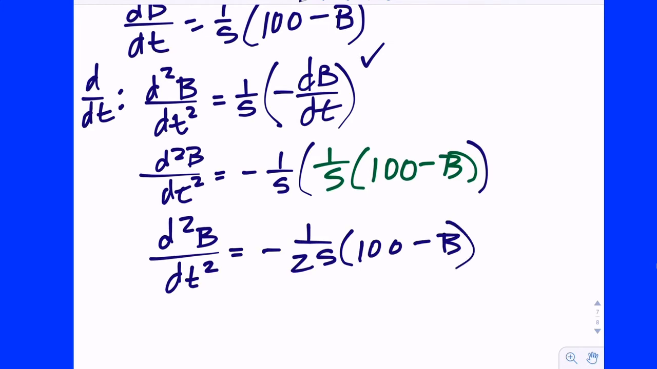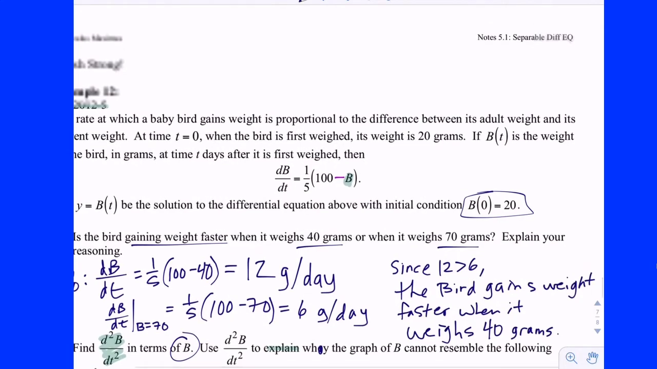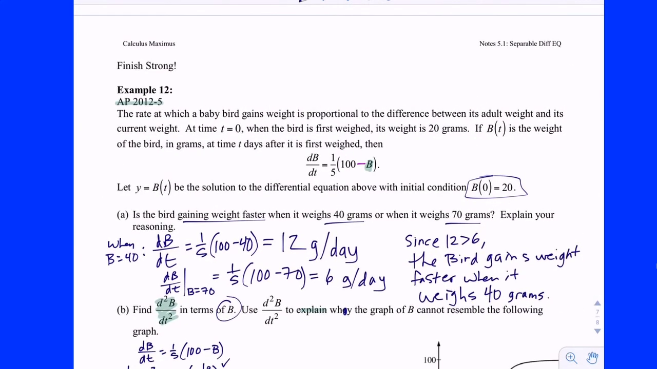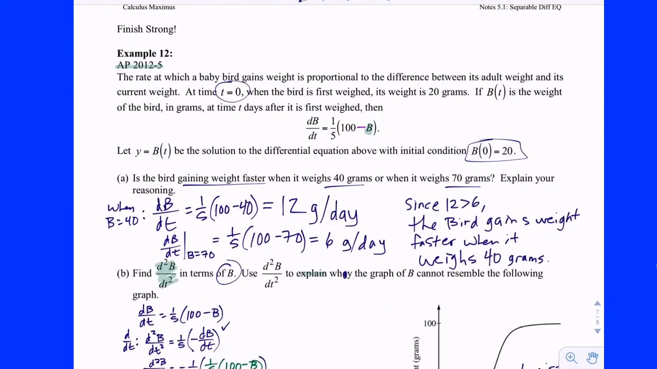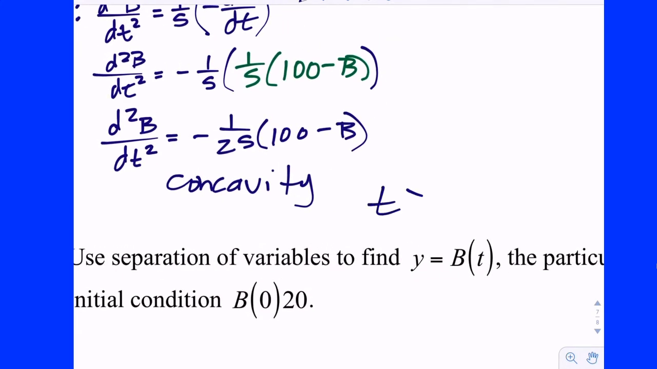All right, so let's think about what this means. The second derivative of any function gives us the what of its graph? Concavity. So this function describes the concavity of the graph. And what values of b are we talking about here? T has a domain of, the bird is born, right, weight at 0. So our t has to be positive, yeah? T has to be positive.